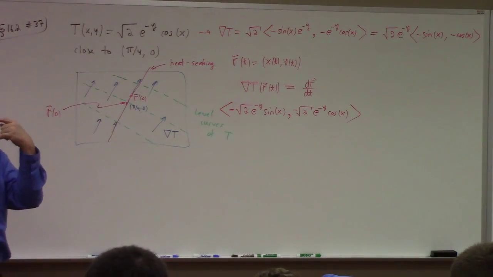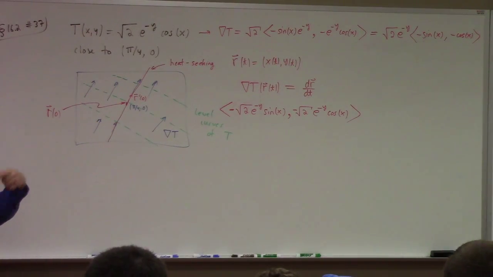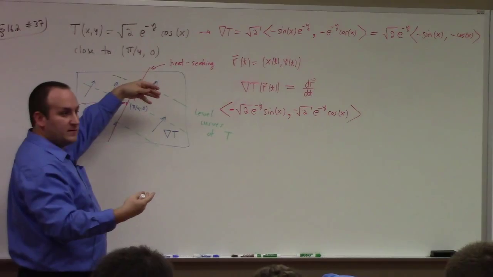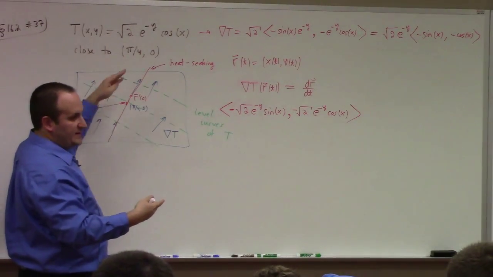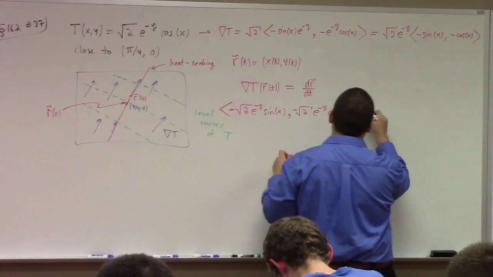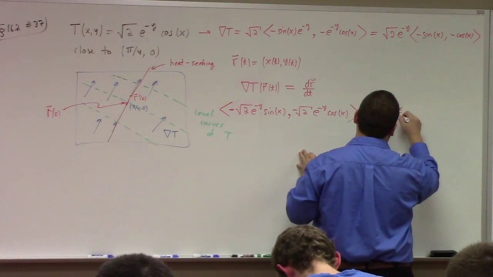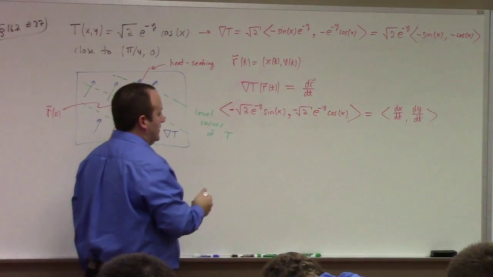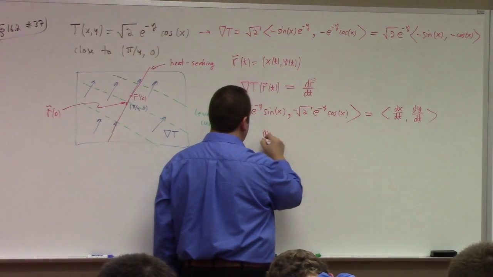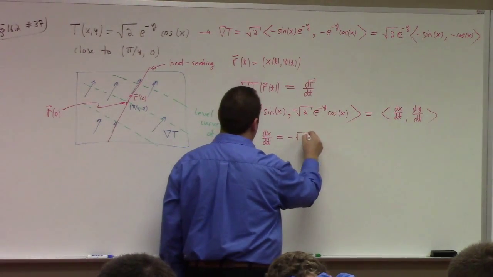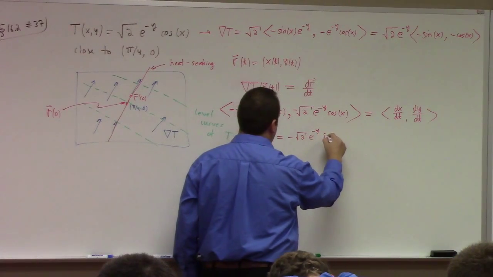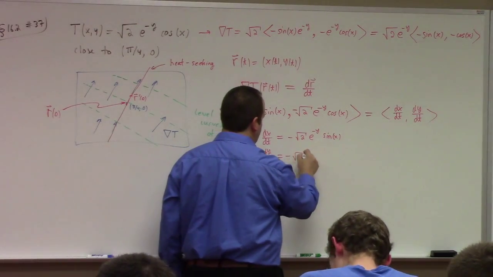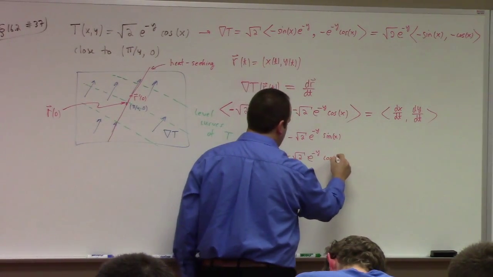So that's the gradient, and x and y are the functions of time that we're trying to find. Your goal is to actually find x of t and y of t. That's what we're doing: figuring out x of t and y of t to find the heat-seeking path. So this would be dx/dt, dy/dt. You have to solve dx/dt equals minus the square root of 2 e to the minus y sine x, and dy/dt equals minus the square root of 2 e to the minus y cosine x.